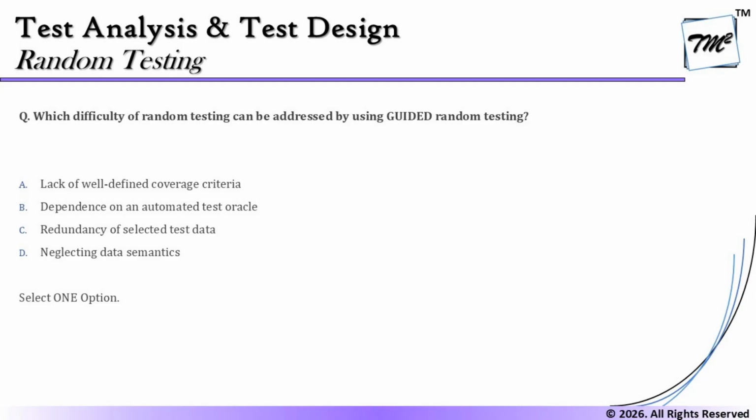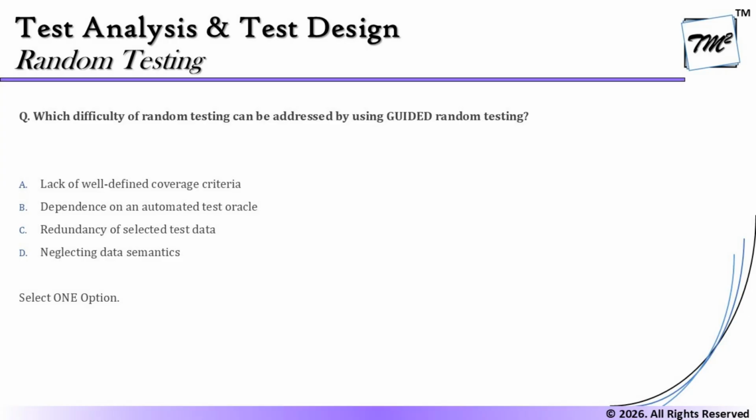And the question is, which difficulty of random testing can be addressed by using guided random testing? And if you see here, we have four options. A, lack of well-defined coverage; B, dependence on an automated test oracle; C, redundancy of selected test data; and D, neglecting data semantics. If you just recall, the last slide has covered all these pointers and has given you very clear criteria on what kind of challenges can be addressed with guided random testing.